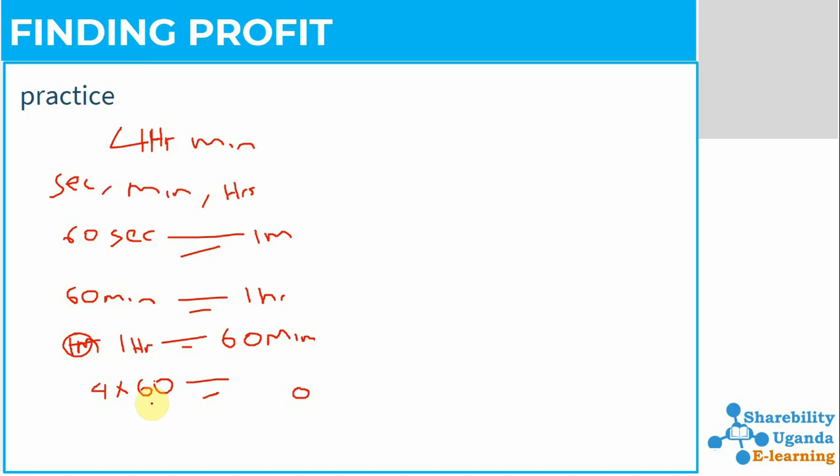What is 6 times 4? 6 times 2 is 12, and that is 24. Okay, 24 what? 24. So these are going to be minutes.